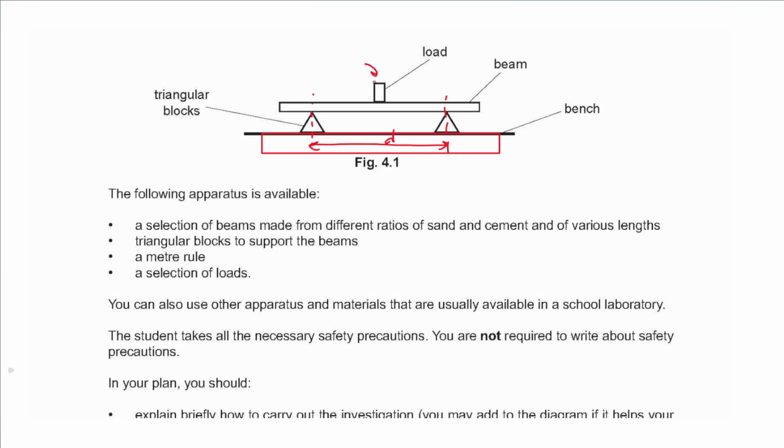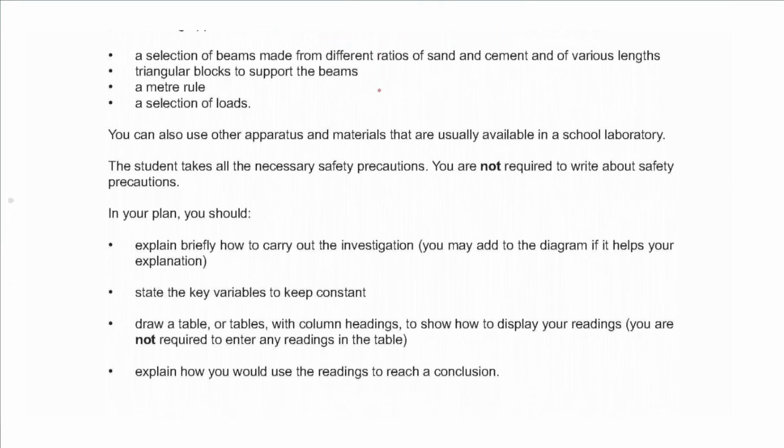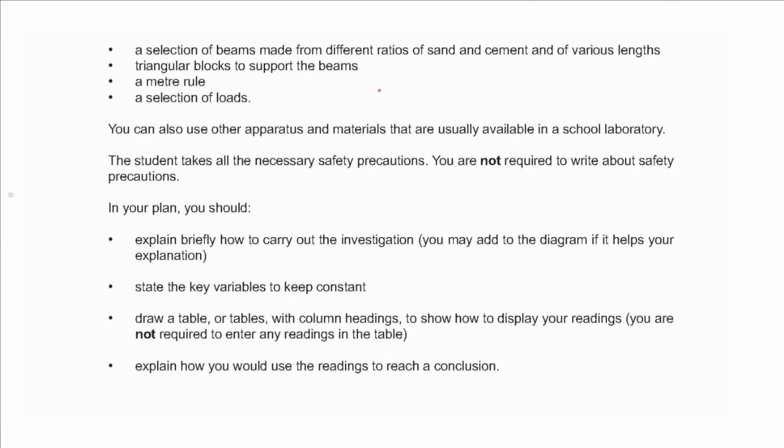And we keep adding loads to the center of the beam and see which load breaks the beam from the middle. But we say that we are going to use beams with the same dimensions but different ratio of sand to cement. Or we can say we use same ratio of sand to cement but we change the distance D as an independent variable. So for example, I'm gonna use the ratio of sand to cement as the independent variable. It says you can also use other apparatus and materials that are usually available in a school laboratory. The student takes all the necessary safety precautions. You are not required to write about safety.